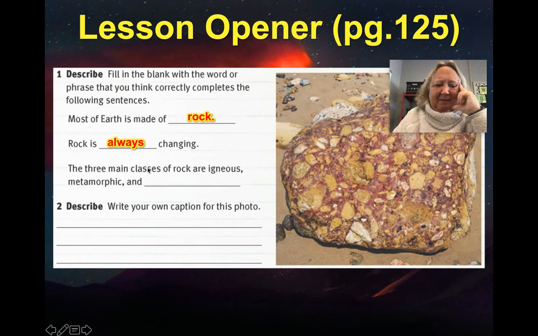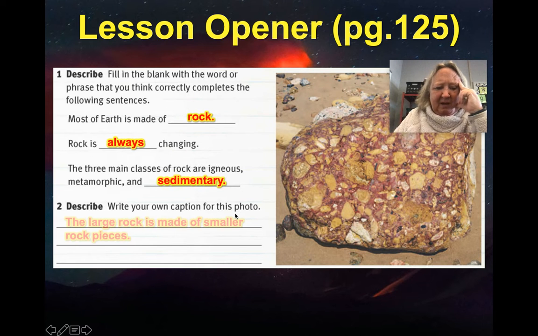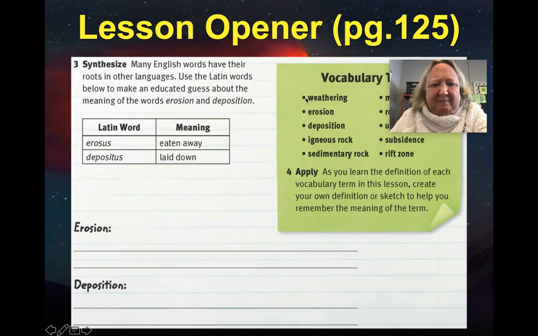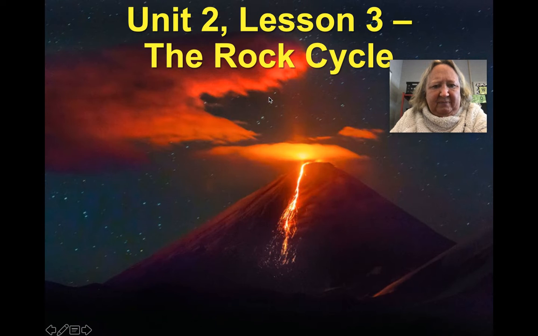All right, and back, maybe you know this as review or just from the slide before. Three main classes of rock: igneous, metamorphic, and sedimentary. All right, so what do you think? How could you caption that photo? It looks kind of like it could be a big block of old cheese or something. They suggested it's made of smaller rock pieces, and we will find that that happens a lot. Okay, we're going to go through this.